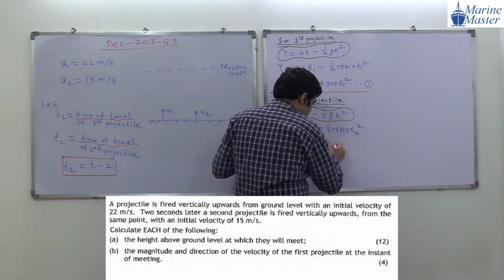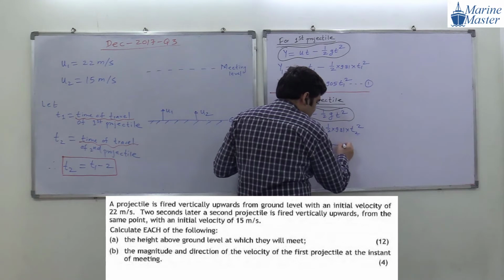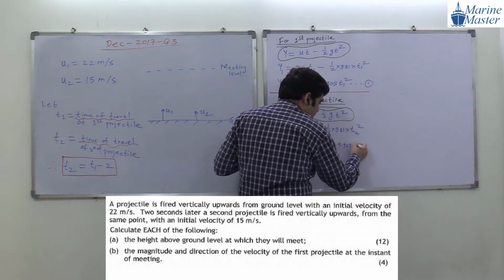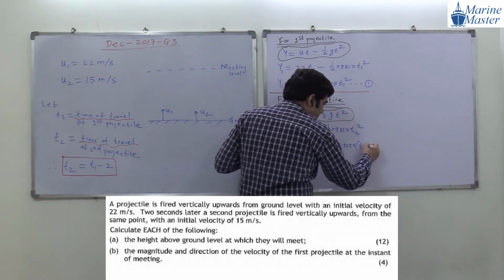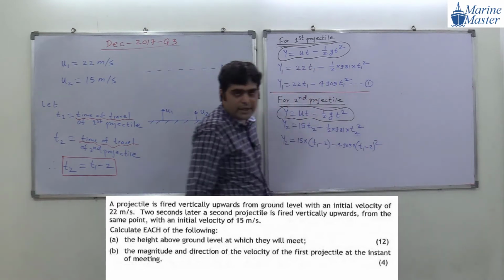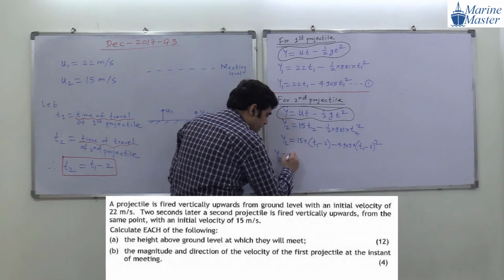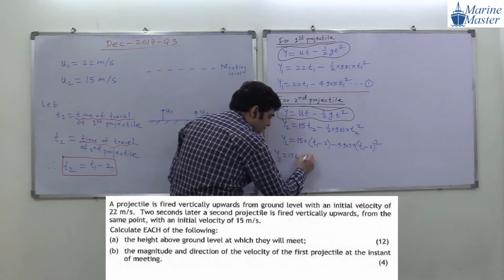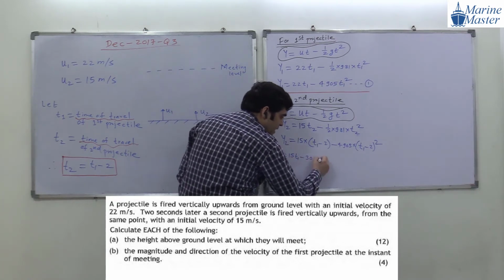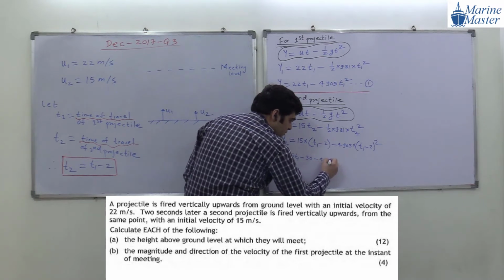T1 minus 2, this is what? 4.905. T2 is what, guys? T1 minus 2 whole bracket square. Okay, so what we can say? Y2 will be equal to what? 15T1 minus 30 minus 4.905.